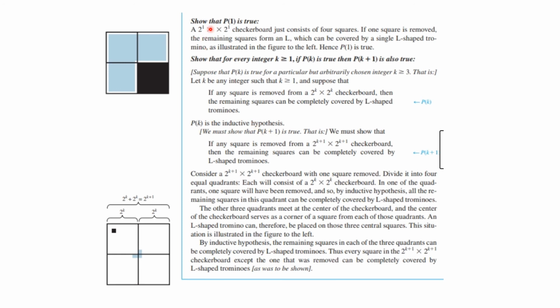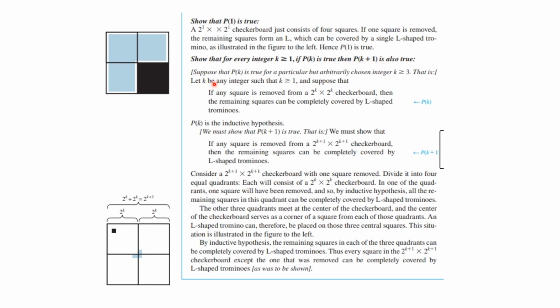So let's start with P(1). Well, that's a 2 by 2 checkerboard, and certainly if you remove one square, and it doesn't matter what square it is, you can cover this with an L-shaped piece. Now, we're supposed to show for every integer k greater than or equal to 1, if P(k) is true, then P(k+1) is true.